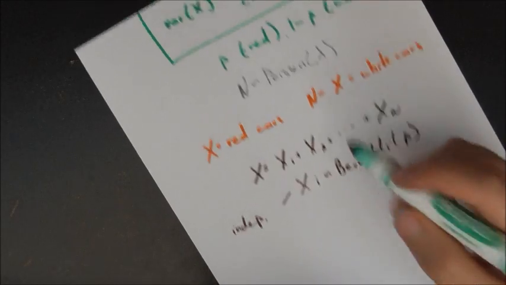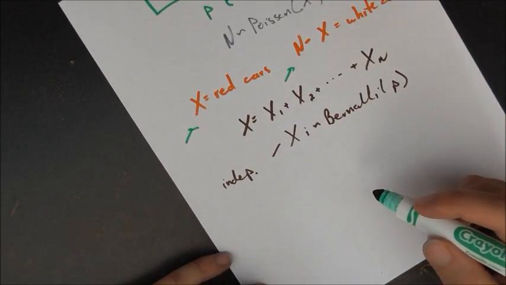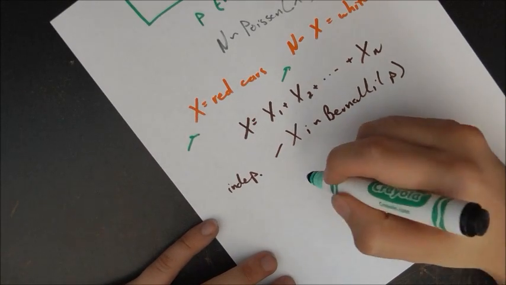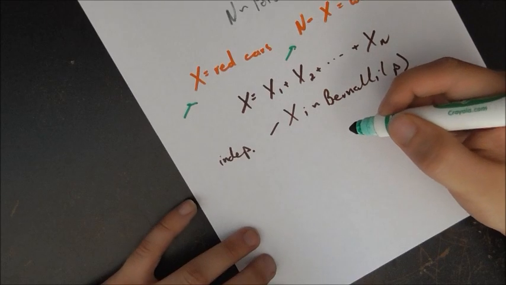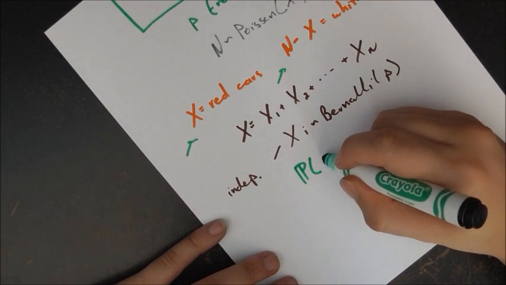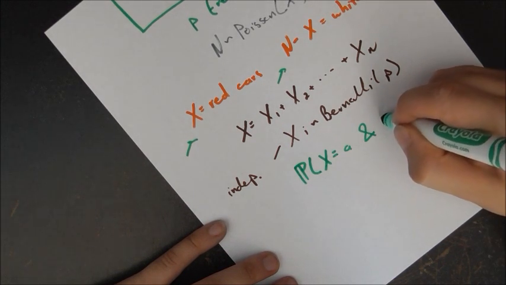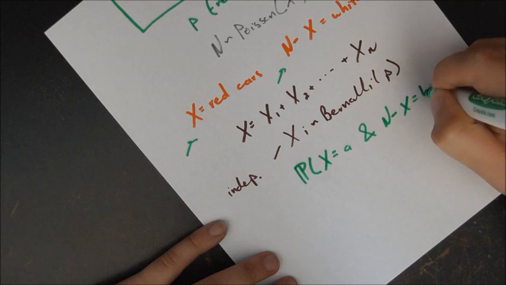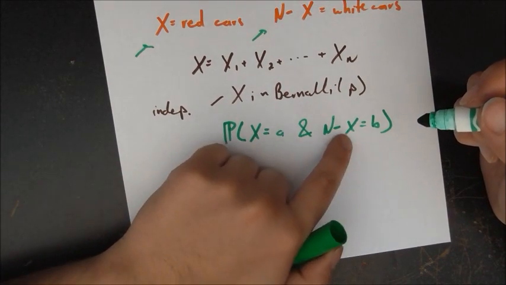So to show you that these two are actually independent, we're going to find the joint probability law and show that it's actually the multiplication of the two individual probability laws, because that's a way to show independence. So we want to find the probability that x is equal to a and n minus x is equal to b. So that is, the number of red cars is a and the number of white cars is b.